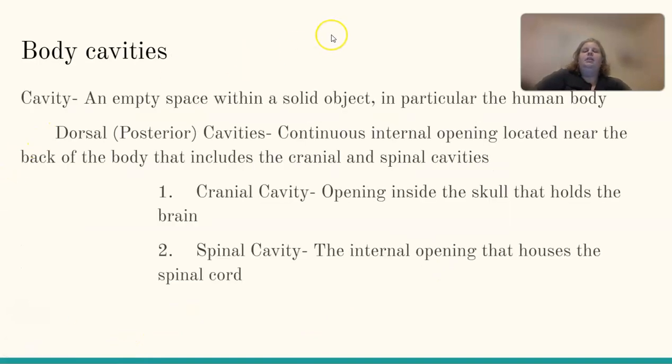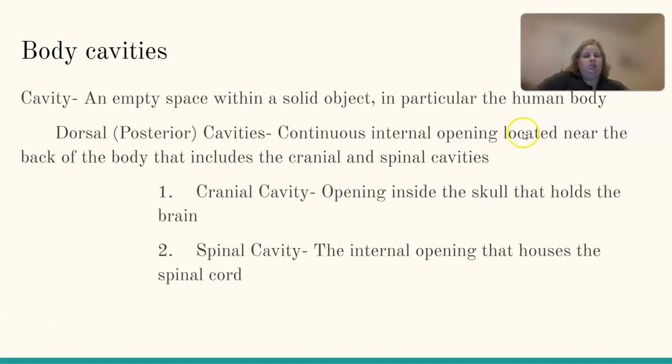Okay. The next thing is our body cavities. We have a couple of these. More than a couple, but you will see. So at first you need to know what a cavity is. In the body, it is an empty space within a solid object, in particular the human body. So we have dorsal or posterior cavities.